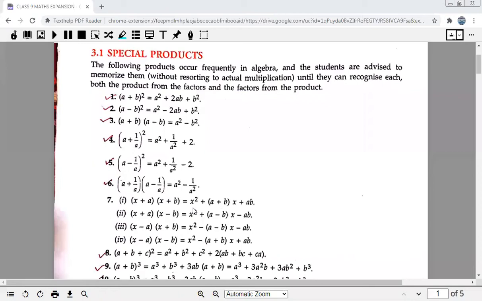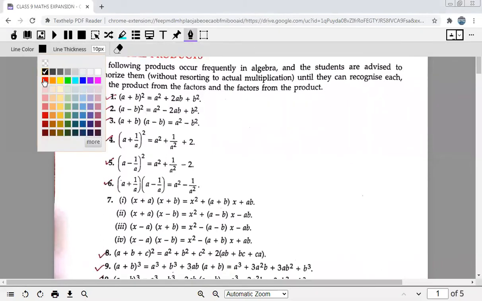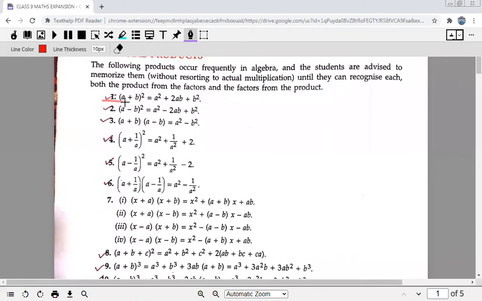Here the first formula is (a plus b) whole square. (a plus b) whole square equals a square plus b square plus 2ab. Have you got this formula? (a plus b) whole square equals a square plus 2ab plus b square. And there is another formula, (a minus b) whole square, that is a square minus 2ab plus b square. Is it clear?